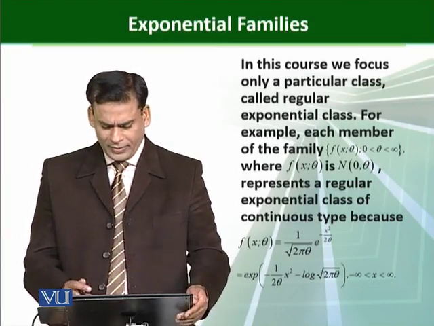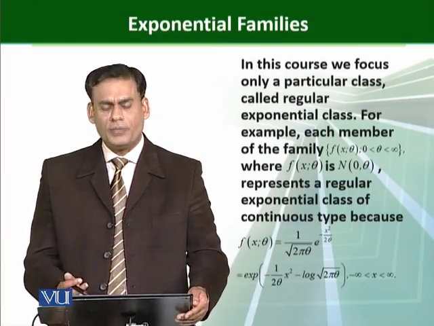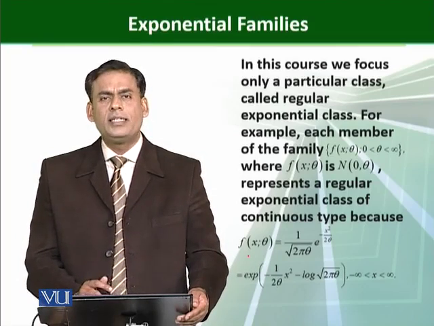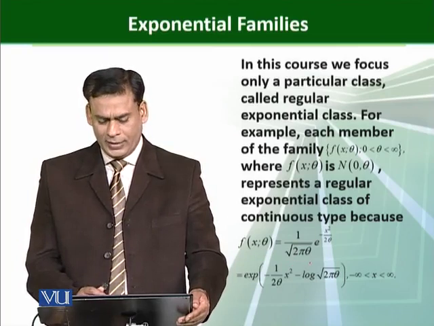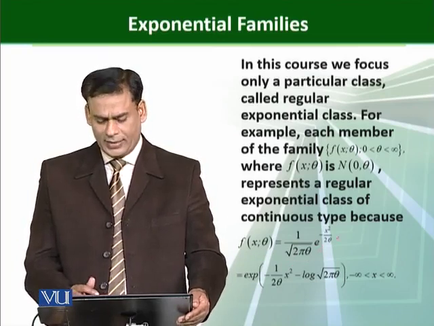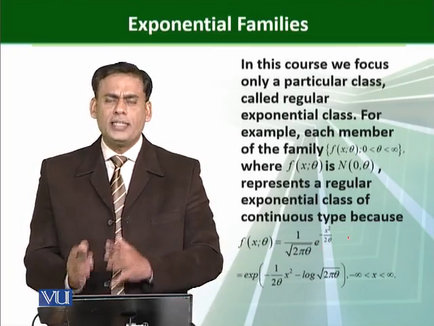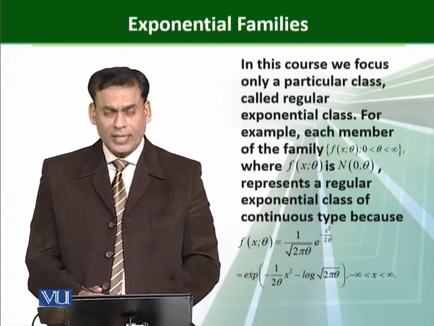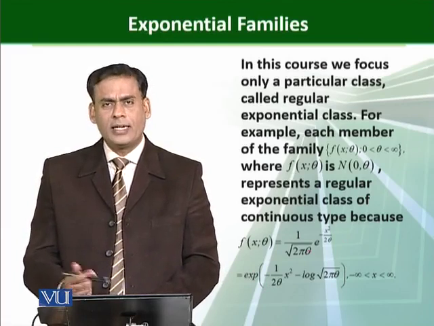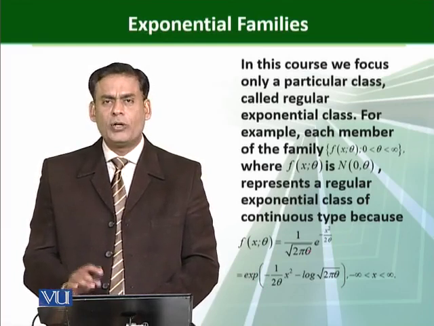So let's take an example of the normal distribution. First of all, we have the probability density function of the normal distribution, that is f of x theta, that is 1 over root 2 pi theta, e raised to the power minus x square over 2 theta. So we can easily write this equation in exponential form. We just take the exponential and take the log of the other terms which are not involved in the exponential.